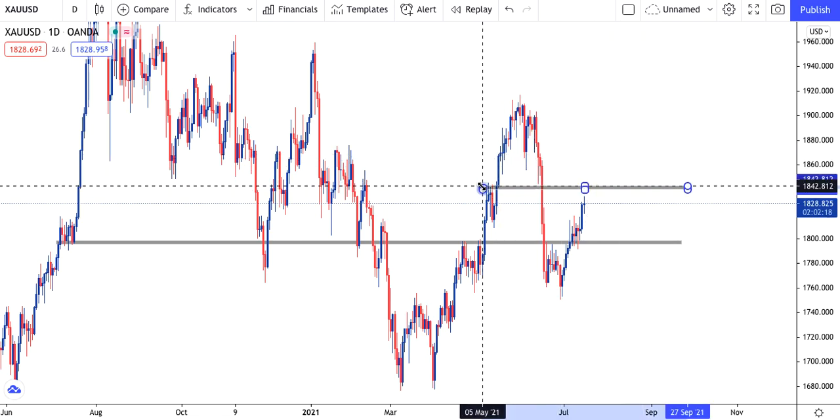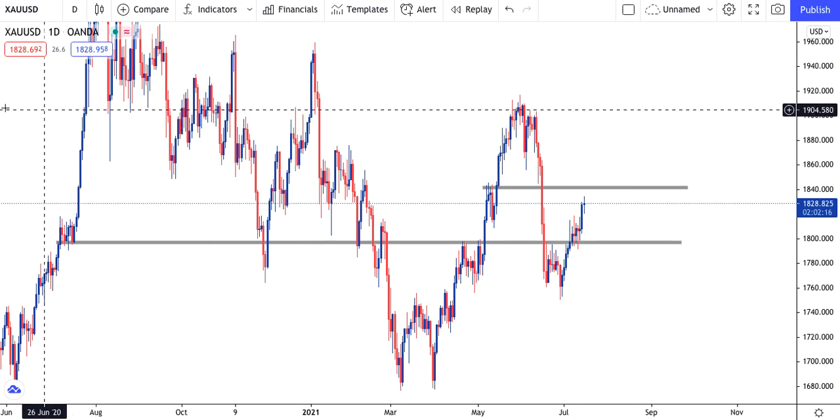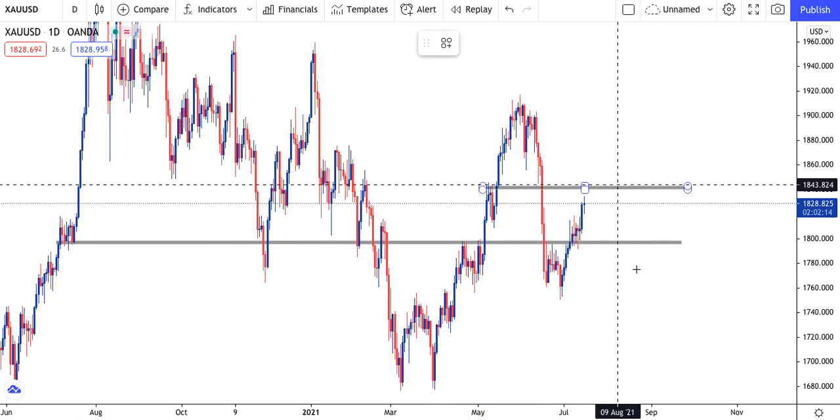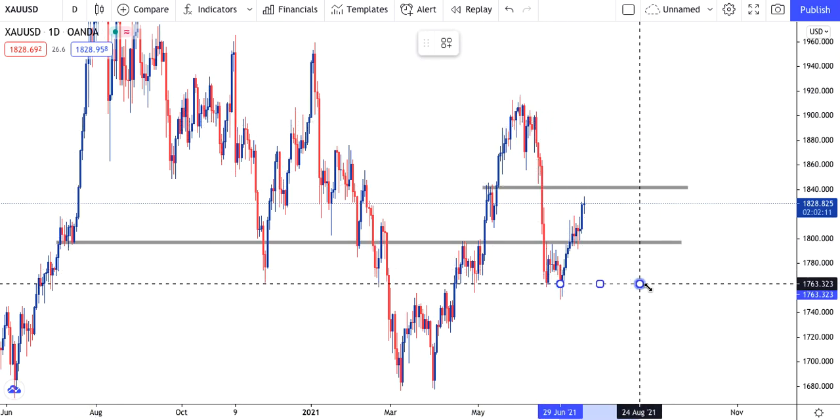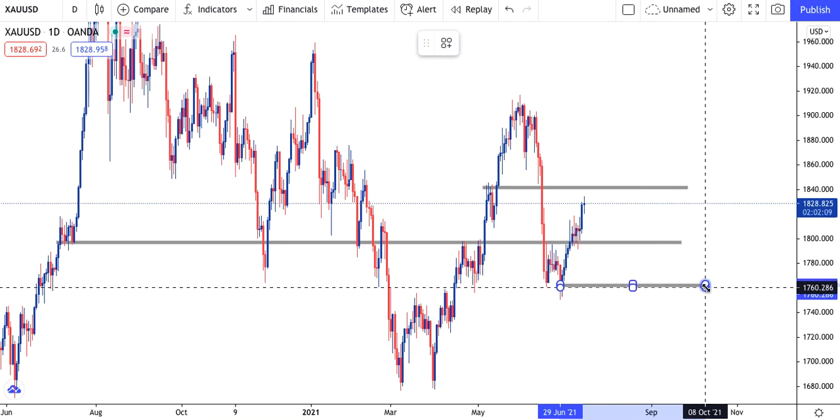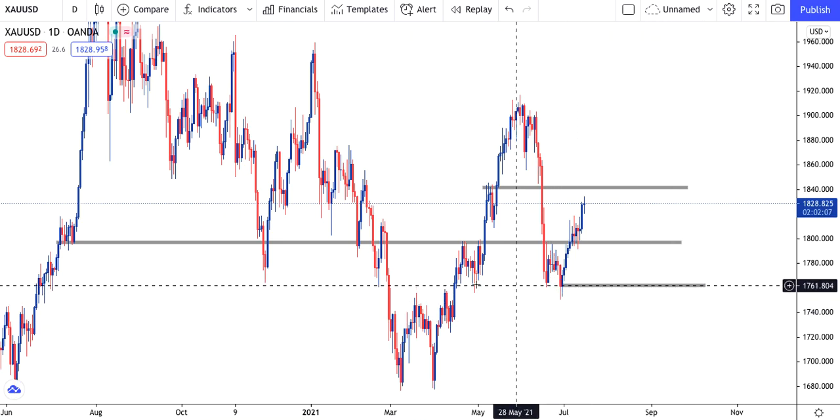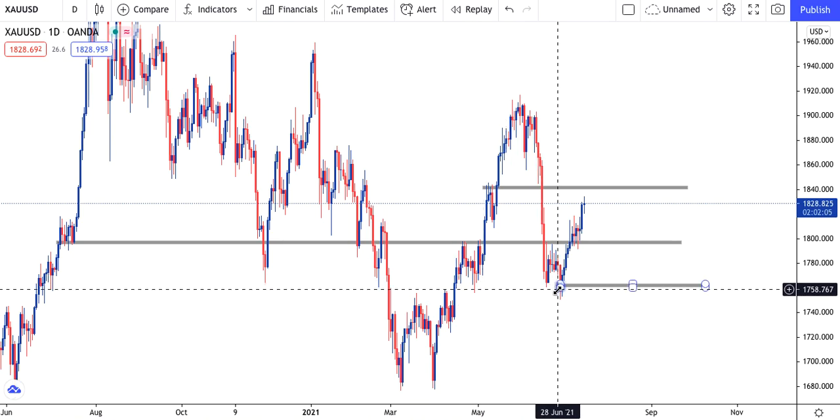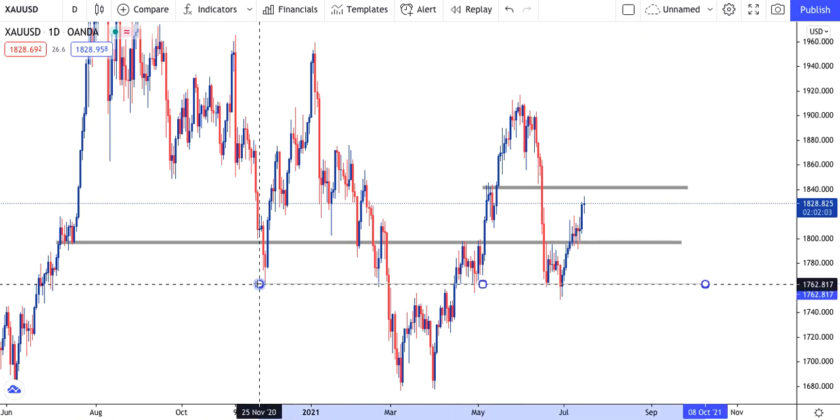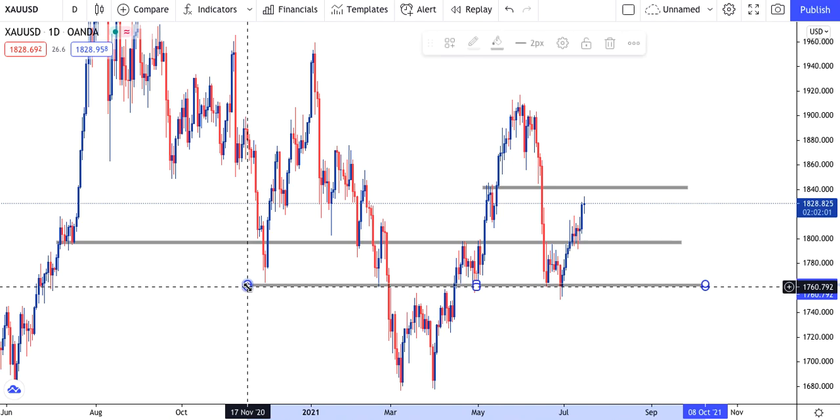So now I have two levels, and usually I like to draw one more just in case. I'm just gonna put it at the bottom here. So this is another level of support, and if you draw it all the way back, it was used as support quite a number of times over here. At least 4 times this area was used as support.